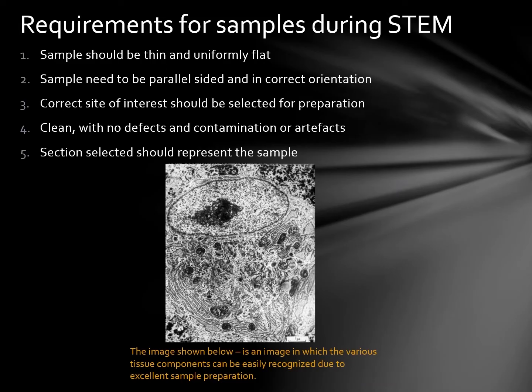There are some crucial requirements for samples for scanning transmission electron microscopy analysis. Firstly, samples should be very thin and uniformly flat. The samples need to be parallel-sided and in the correct orientation. It also needs to have the correct site of interest selected and prepared. The sample should be clean with no defects or contaminations to prevent artifacts. Sections that are selected should be representable of the whole sample if possible.